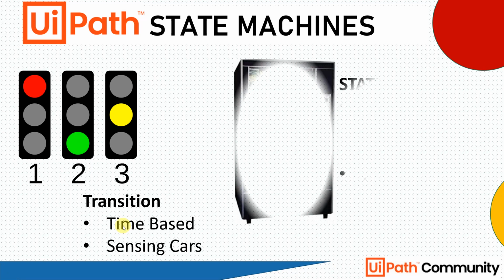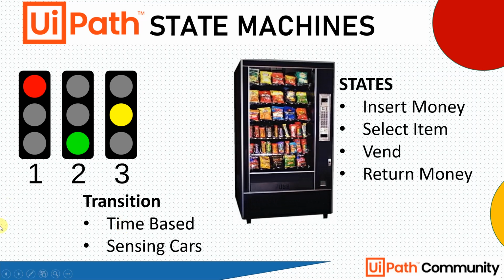Now one more example. In the first example we have seen the transition, right? The transitions can be time based or sensing cars. Now to describe more about the state, we all have seen a vending machine. How does a vending machine work, right? We look at the product, we put some money in the machine, and then the vending machine says that okay, you have to put only this currency.